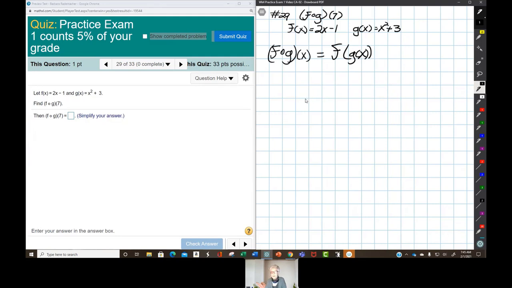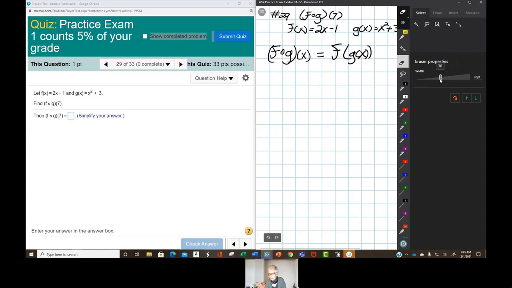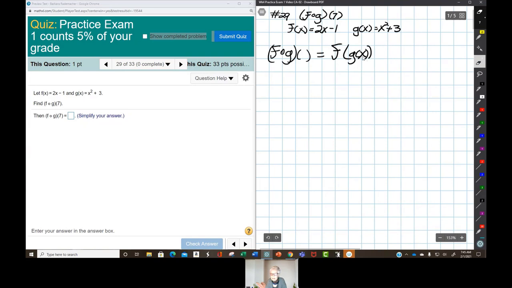But it's not f of g of x, it's f of g of 7. So, there we go. I'm going to erase the x and put in a 7. Now, this is code for putting g of 7 into every x in f of x, and there's only one x there. So this will be 2 times g of 7 minus 1.